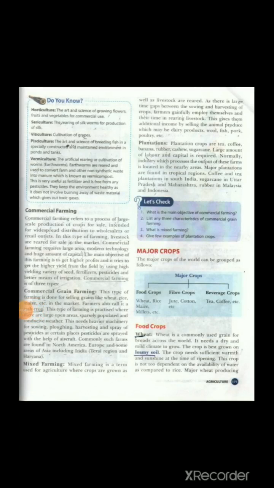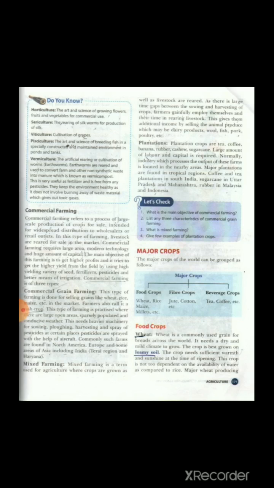Students, in this video we will continue the chapter agriculture. In the last video we discussed different types of farming. So now let's recall quickly. As I told you, farming is divided into two categories, subsistence farming and commercial farming.